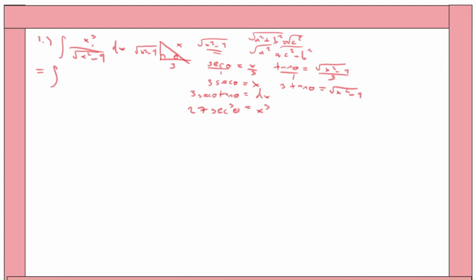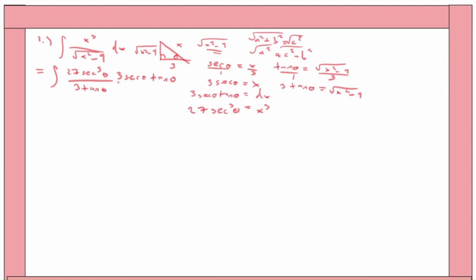So we're going to just put in everything that we found. So x cubed we have is 27 secant cubed of theta. Our root, the root of x squared minus 9, is equal to 3 tangent of theta. So here's 3 tangent of theta. And our last thing to sub in is the dx, and the dx is 3 secant theta tangent theta. So again, all we're doing is just simplifying. We're just subbing in each of these with their trig angle.